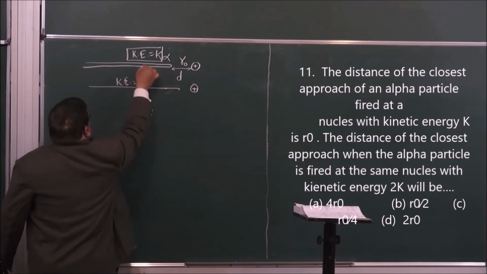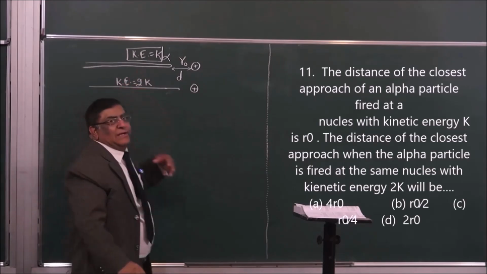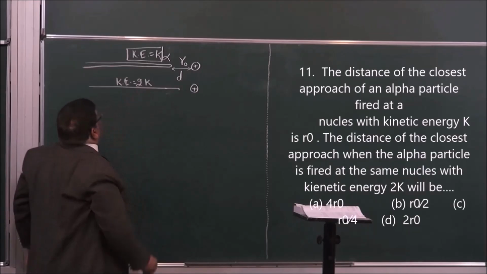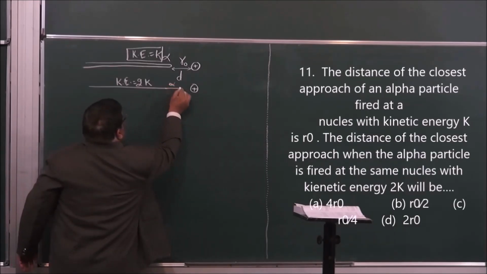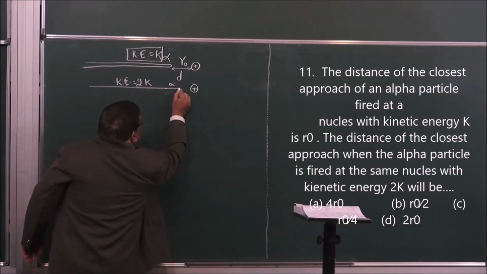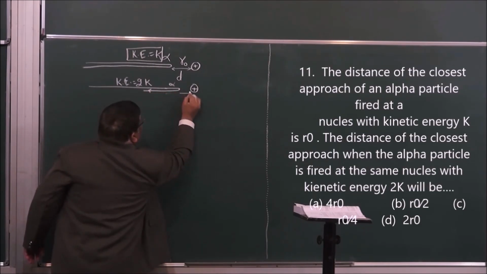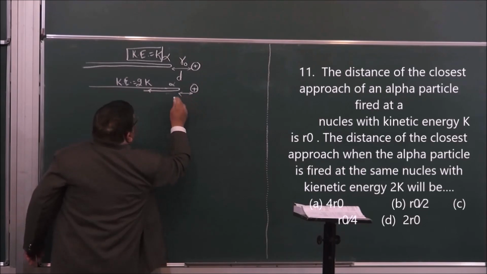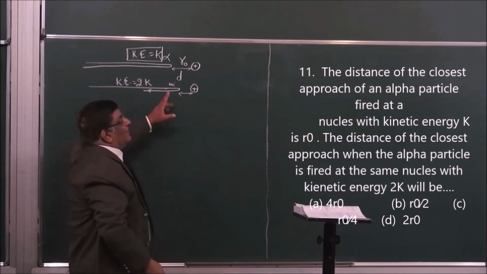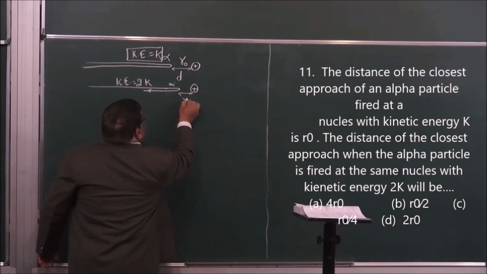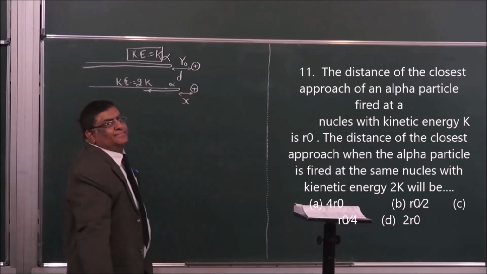Kinetic energy has become 2k. How do we increase the kinetic energy? We increase the speed. So this is 2k, and this alpha particle goes up to a further distance and then again it is returned back. But this distance of closest approach has now changed, and let us say this distance is now x.